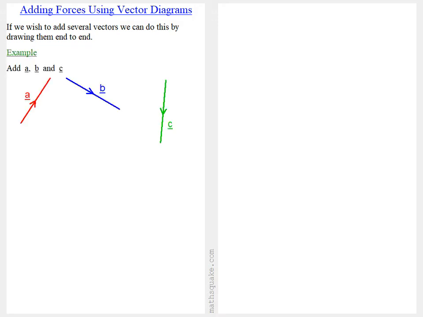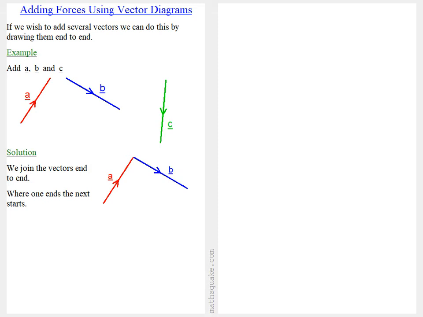For example, suppose we're given three vectors A, B and C, and we want to add them. Well, to do this, we join the vectors end to end. So we start by drawing the vector A. Now where one ends, the next starts. So at the end of A, we draw the vector B. And then, at the end of B, we start the vector C.